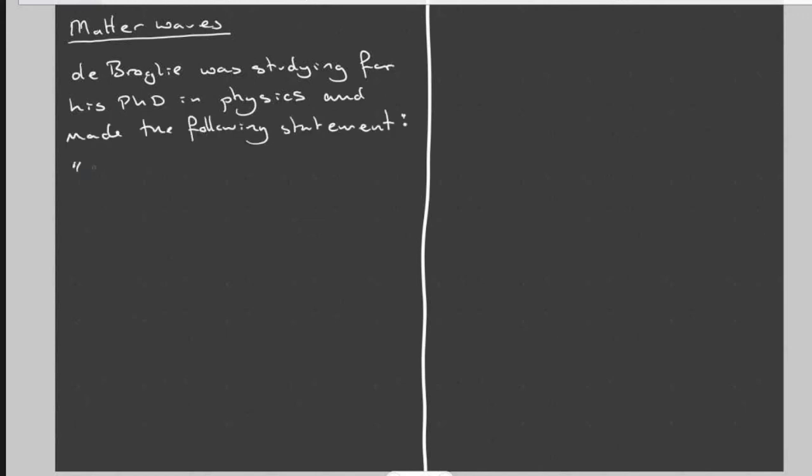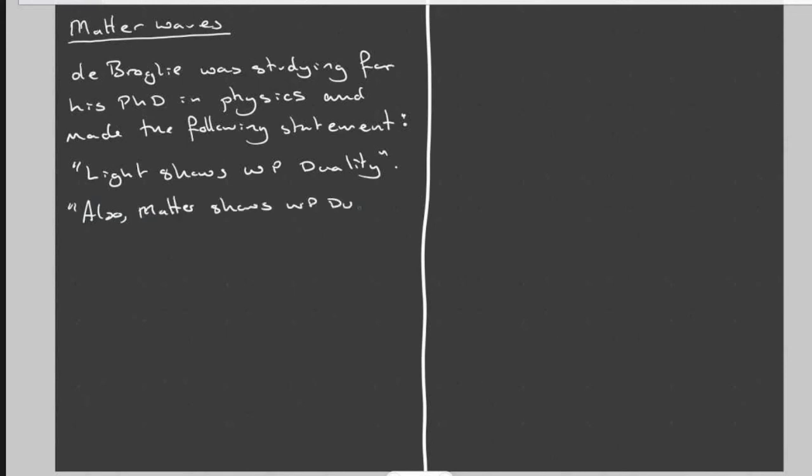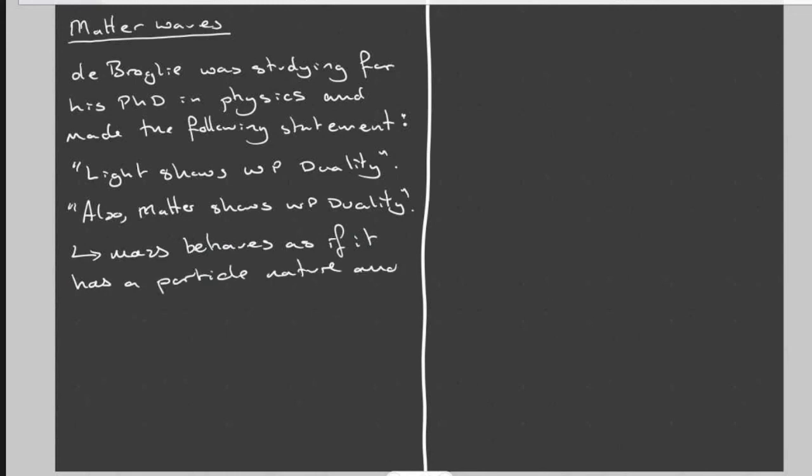First of all, he said, light shows wave-particle duality. Now, that wasn't new. That was a result of the knock-on effect from Einstein's work on explaining the photoelectric effect. His contribution was the next bit. Also, matter shows wave-particle duality. Matter is stuff with mass. Mass shows wave-particle duality. So mass behaves as if it has a particle nature and also a wave nature.